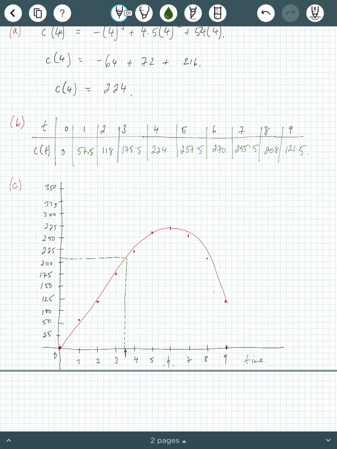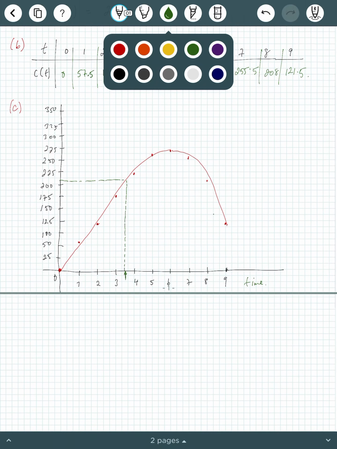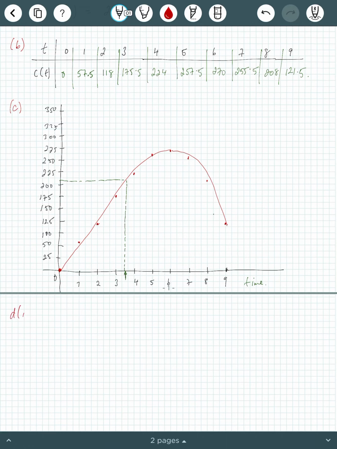Okay, so D part 1, I'll just scribble it down here for you. So D part 1, I'm just going to use 205.